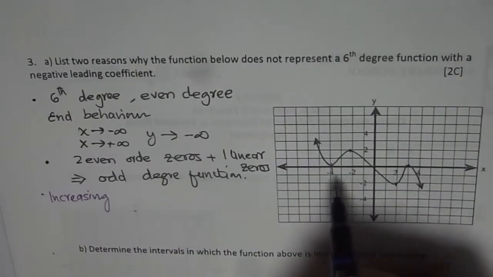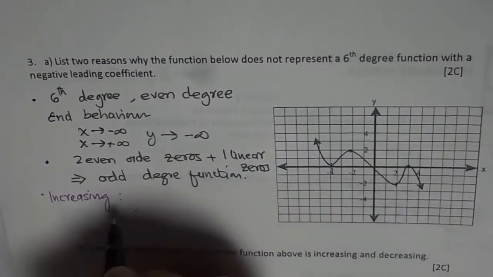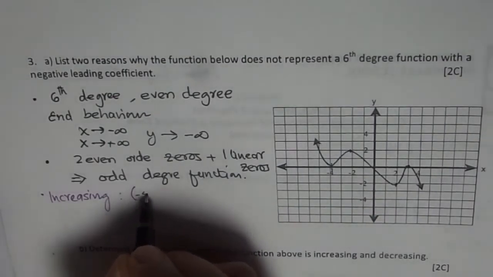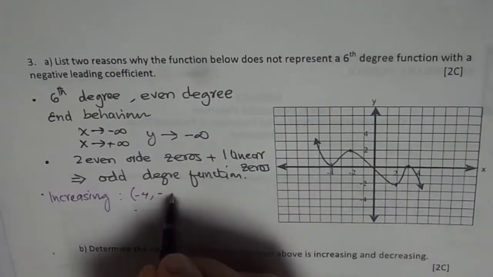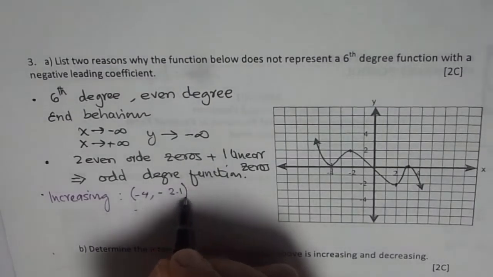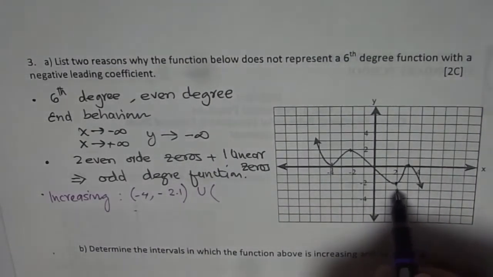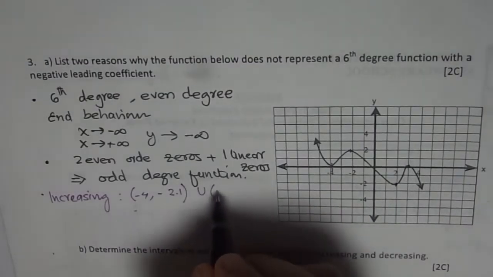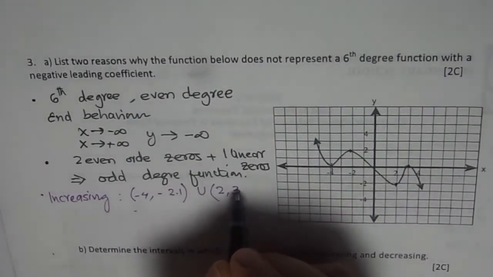So approximately we can say it increases from -4 to, let us say, -2, union, and then from 2 to 3. So it is increasing in this interval.